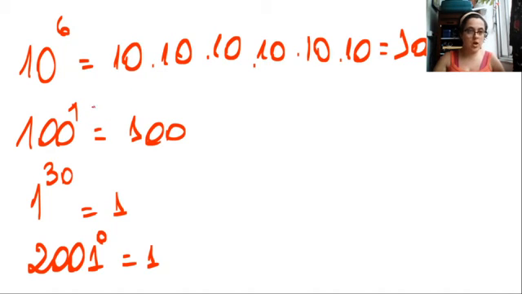100 elevated to 1 is 100. Okay, because any number elevated to 1 is the number itself. 1 elevated to the third power exponent is 1, because 1 elevated to any number is 1. 2001 elevated to 0 is 1, because any number elevated to 0 is 1.